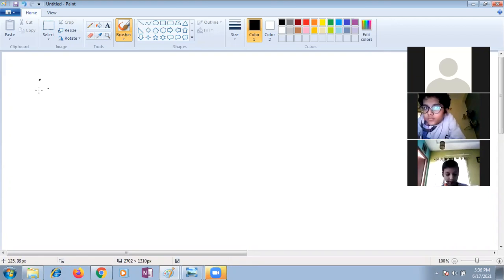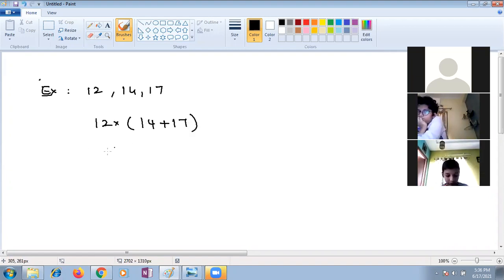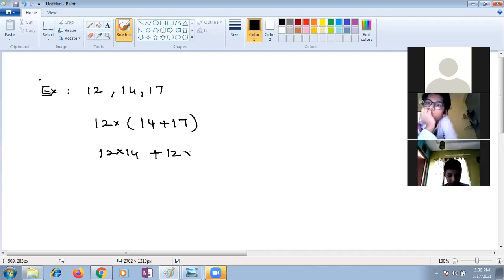For example, if we take numbers like 12, 14 and 17, and we want to add those two, we can do it as 12 into 14 plus 17. That is equal to 12 into 14 plus 12 into 17, which is 168 plus 204. When we add them, we get the sum as 372.